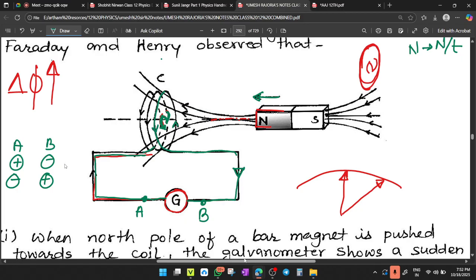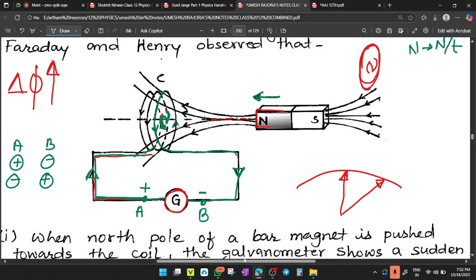Yes, exactly. As the current is going outward, there is a battery plus terminal, and here current is entering. So current is entering from the negative terminal and emerging out from the positive terminal. So here it will be plus and minus. Understood? Yes, very important.